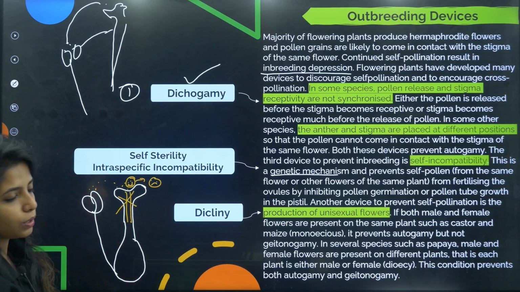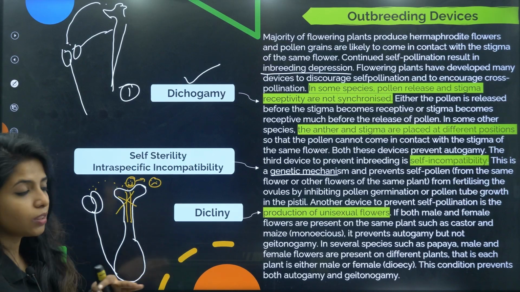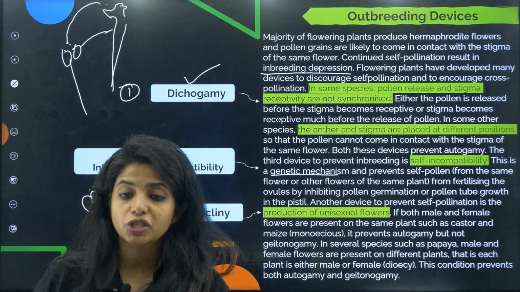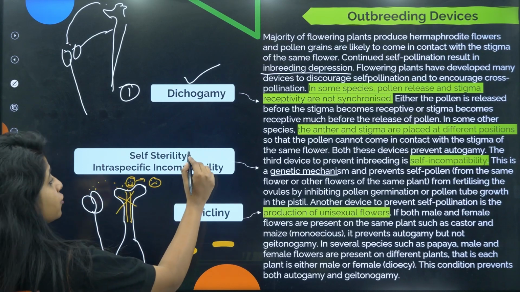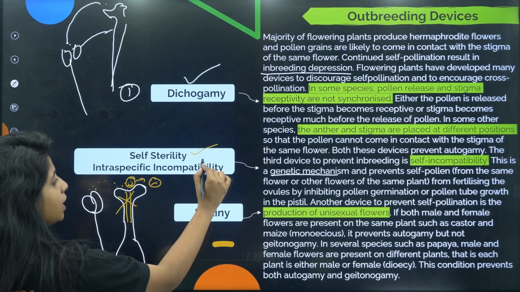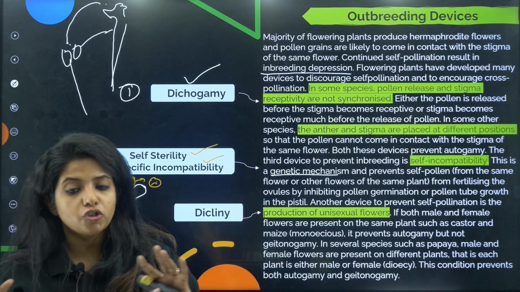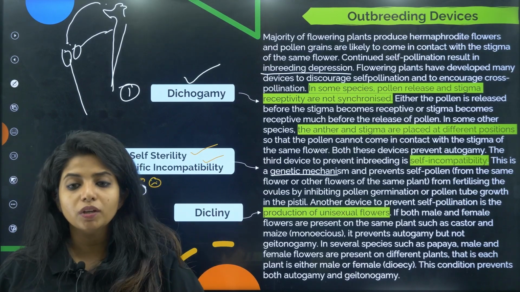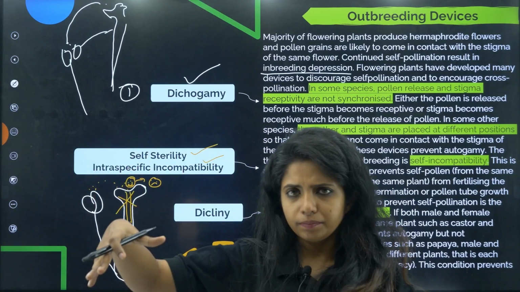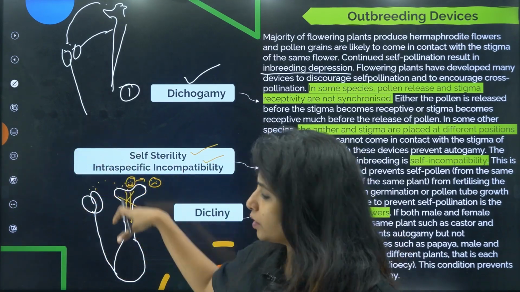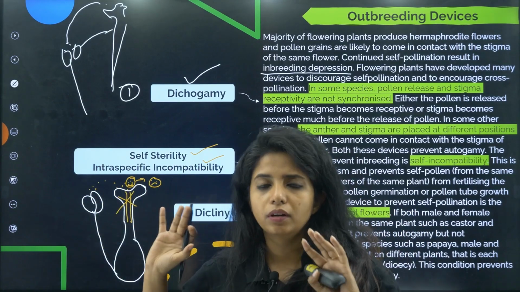This is not possible. This is known as self-incompatibility, and this is not something that the plant can think and do. It is obviously a genetic mechanism, and this is also known as self-sterility and intraspecific incompatibility. Intraspecific means inside the species. Inside the species also, the same species are there, still you cannot. Mostly what happens, if the other species come and try to make the pollen tube, it is not happening because the stigma obviously won't be receptive to that particular species.